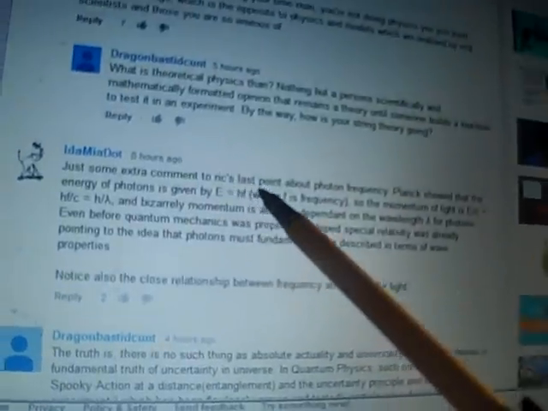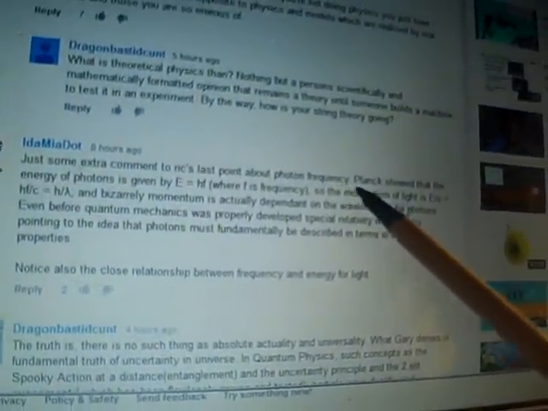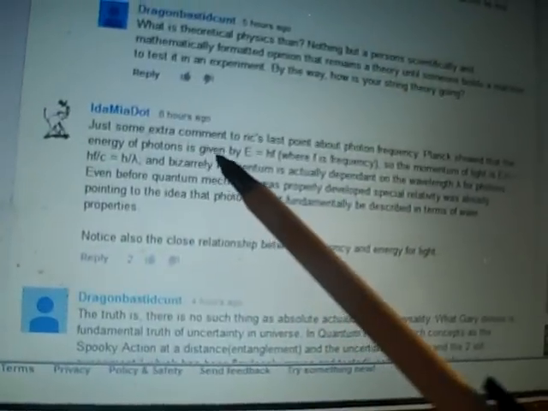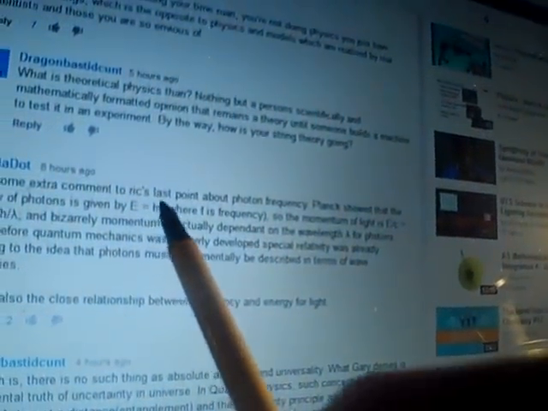Fuck you. Let's see, just some extra comment to Rick's last post about photon frequency. Planck showed that the energy of photons is given by E equals hf. Well, again, the energy of a photon, I mean, obviously the frequency of how often bullets come out of a machine gun is how you would demonstrate how effective your machine gun is at killing. Well, yeah, it shoots this many bullets per second, so yeah, that would be its energy.